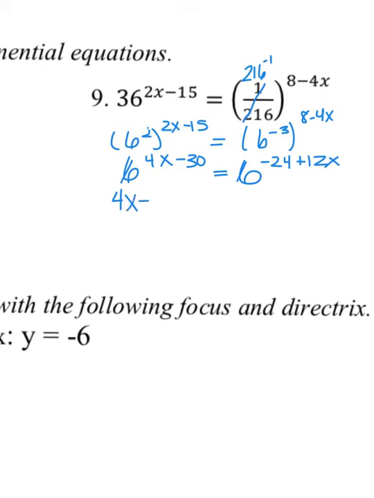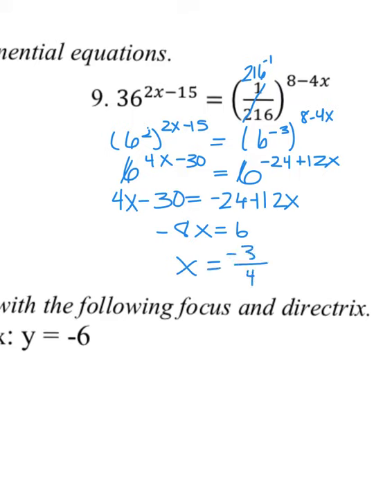4x minus 30 equals negative 24 plus 12x. When I go to solve this, I get negative 8x is equal to 6. X is equal to negative 3 over 4. If you want to write negative 0.75, that's fine. You plug it back into the original equation, and it does in fact work. So negative 3/4 is your answer.